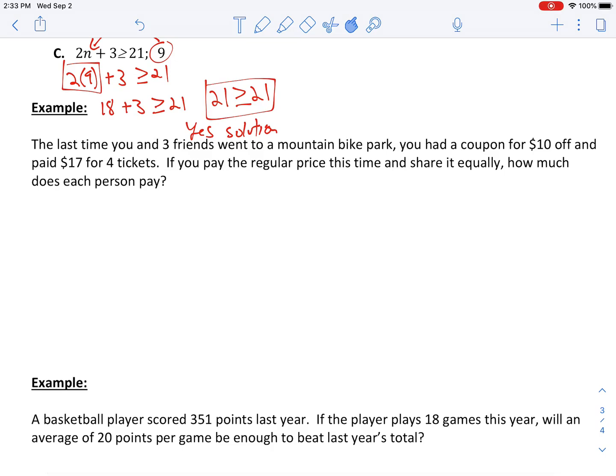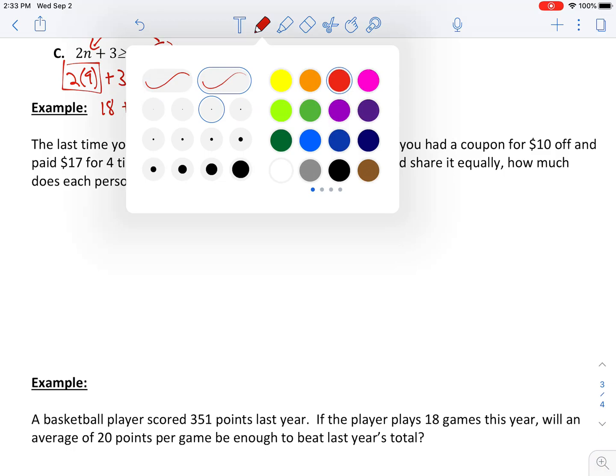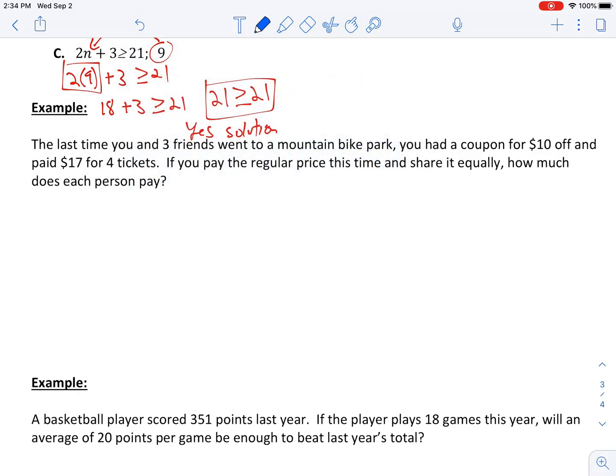Your first one says, the last time you and 3 friends went to a mountain bike park, you had a coupon for $10 off and paid $17 for 4 tickets. If you pay the regular price this time and share it equally, how much does each person pay? All right, so several things we got to figure out here. First thing we need to figure out is, how much is it for full price?